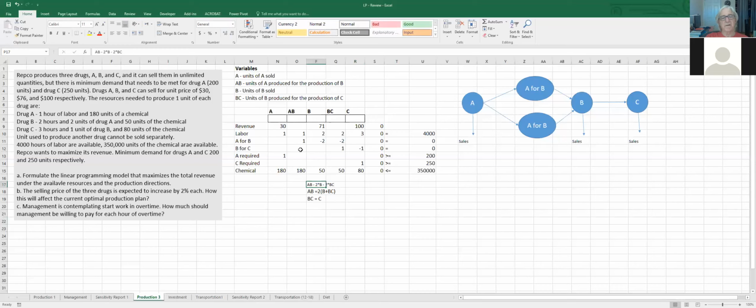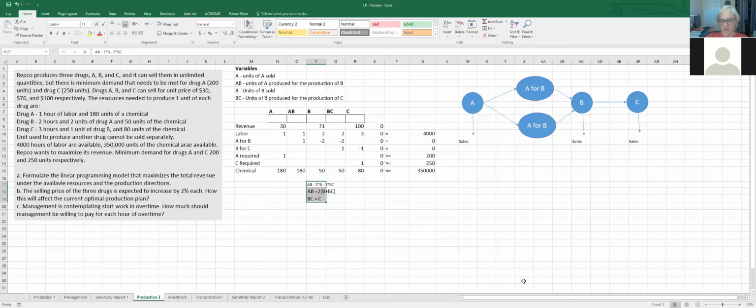What you see here is what's written here, and this is now equal to 0. The same I did with the next constraint. So it's BC minus C, it's here, and this one is equal to 0. So these are the two constraints that are additional that you didn't see before.